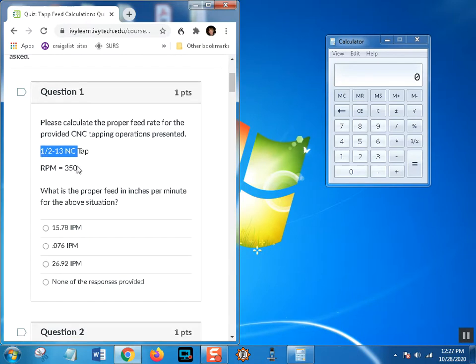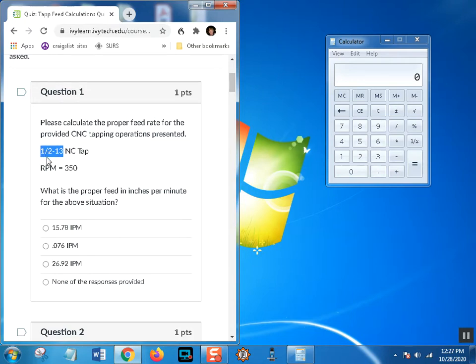I can actually, this would be a more realistic. Oh, I cannot copy that. I am sorry. I can highlight it, but I can't edit it. Anyway, this is a pretty realistic tap designation. This is a half 13 tap.